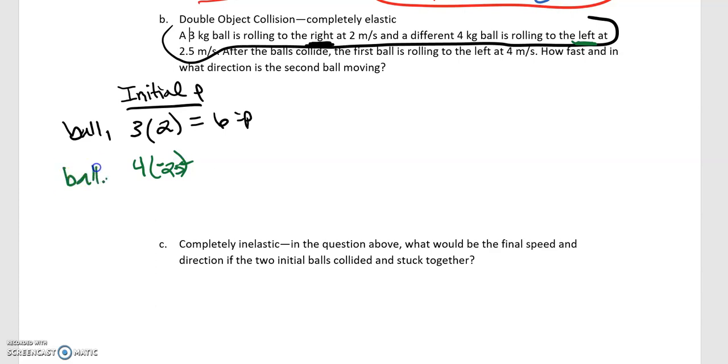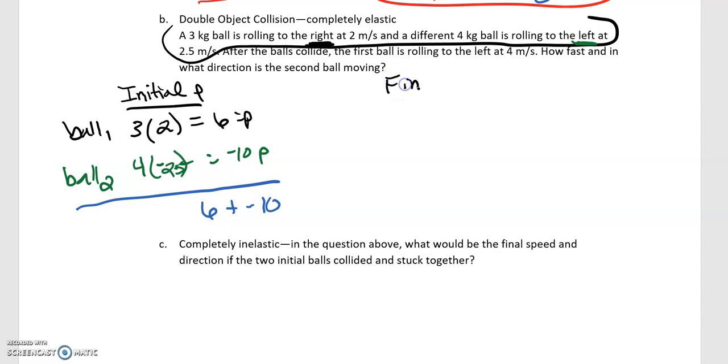Okay, so this is ball number 2. And if you take 4 times your negative 2.5, you're going to end up with negative 10 for the momentum of ball number 2. And again, those are both initial values. So the sum of my initial values, I would take 6 plus negative 10, and that's going to be the initial total momentum of my system. I'm going to just leave it like that for a second.